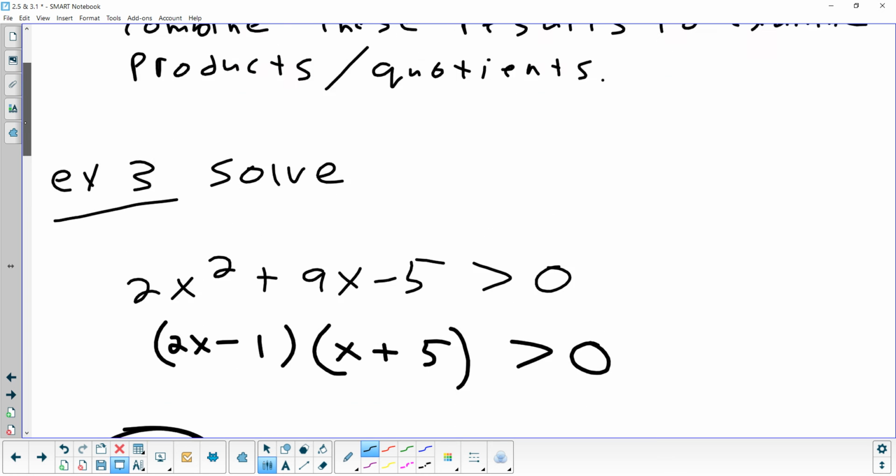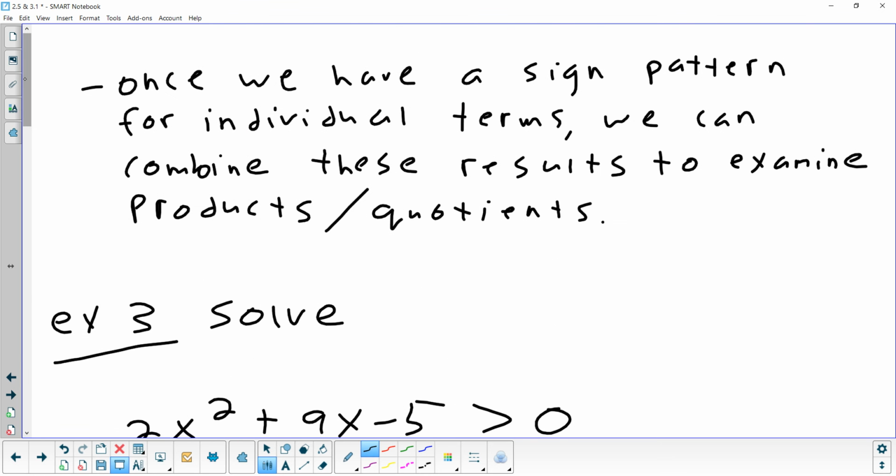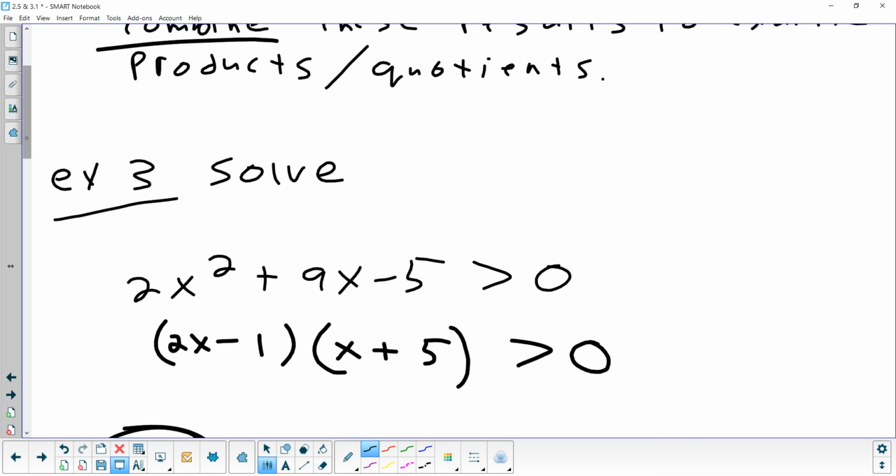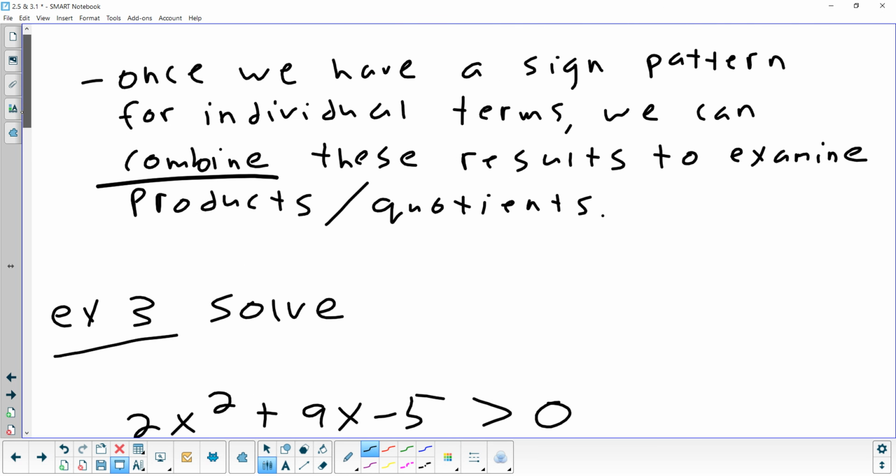Now, the last step is once we have a sign pattern for the individual terms, which we just did, combine them together to look at the result for the final answer. In our particular case, we're going to be examining a product, something times something.